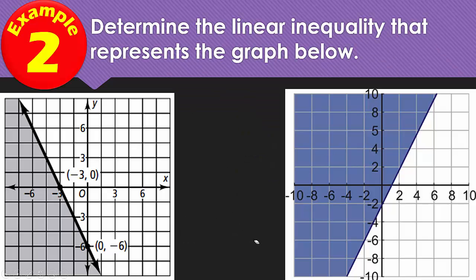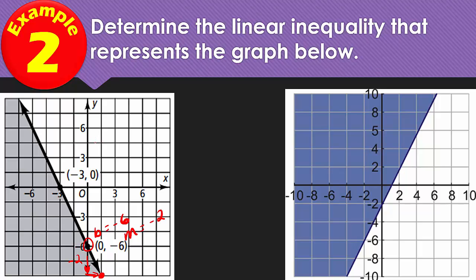So we want to determine the linear inequality that represents the graph below. Here we have a y-intercept. You're still doing the same thing. We're still finding that y-intercept, which in this case is negative 6. To get to our next intersection point, which is down here, we go down 2, right 1. So our slope is negative 2. And our shading is below the line.